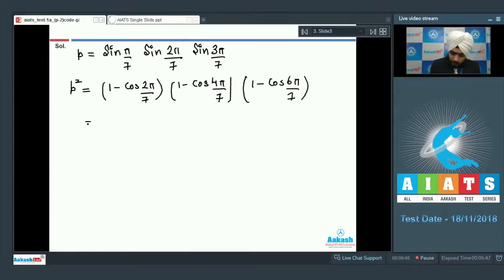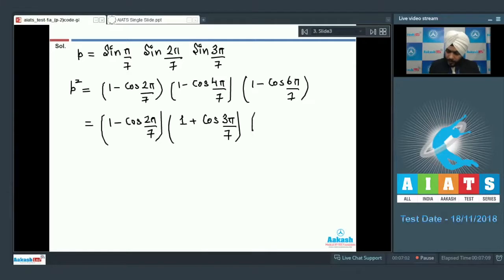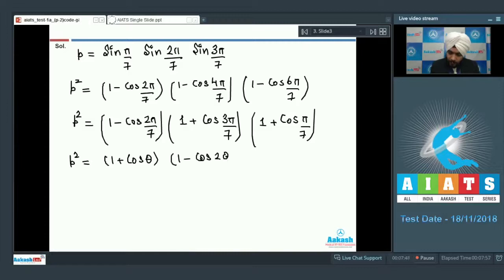which is further equal to 1 minus cos 2 pi by 7 into, cos 4 pi by 7 is minus cos 3 pi by 7. This is 1 plus cos 3 pi by 7. Cos 6 pi by 7 is minus cos pi by 7. So 1 plus cos pi by 7. Now let us put pi by 7 as theta. So P square you will get 1 plus cos theta into 1 minus cos 2 theta into 1 plus cos 3 theta.